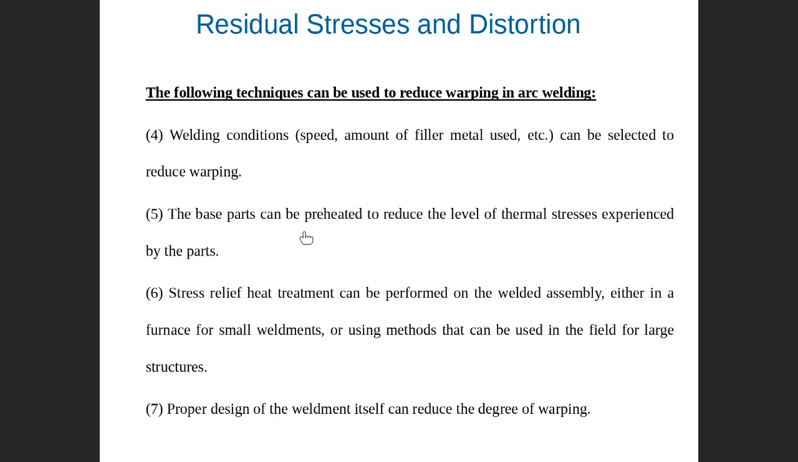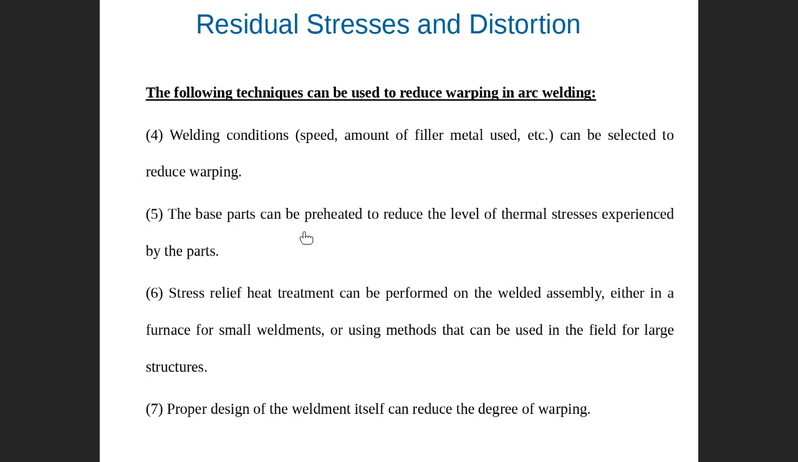The proper part can be preheated. The base material can be preheated. That is another way also. Preheated means we heat the base material before we do the welding. Why? To reduce the temperature gradient. Temperature gradient means the temperature difference, because the base material is cold.